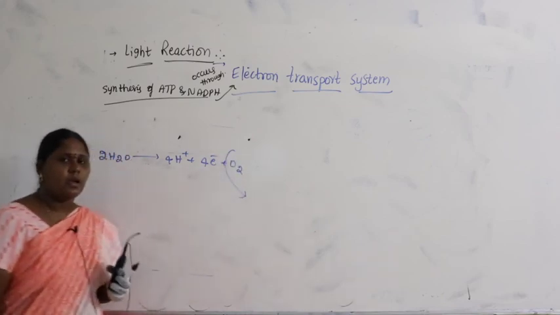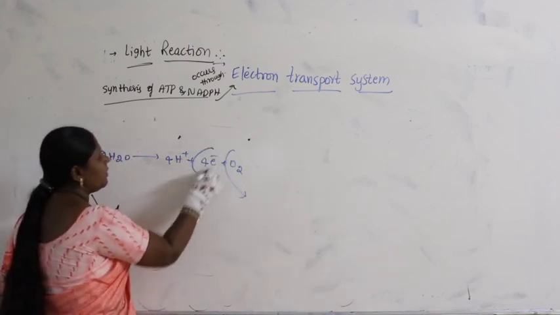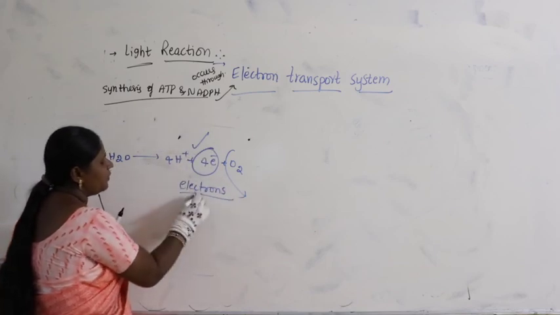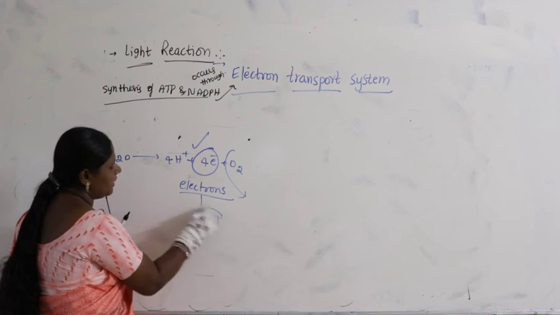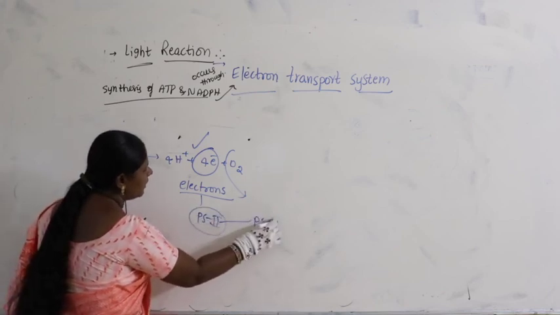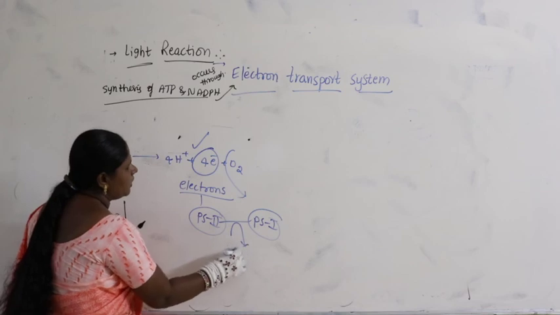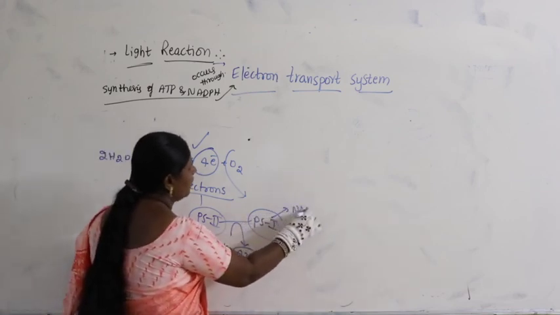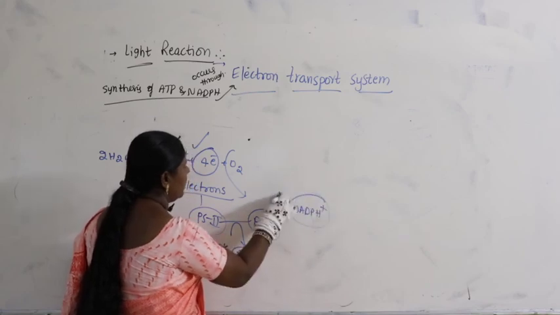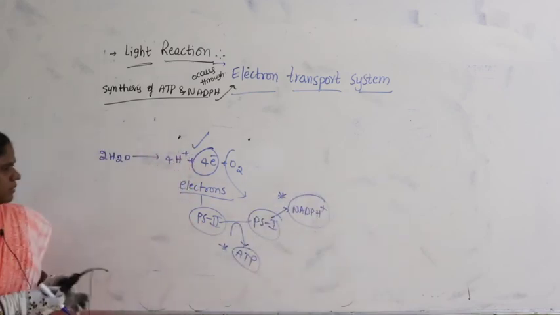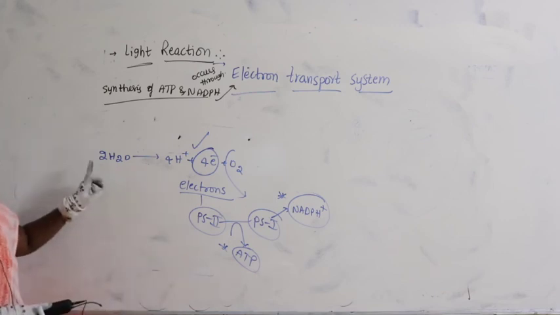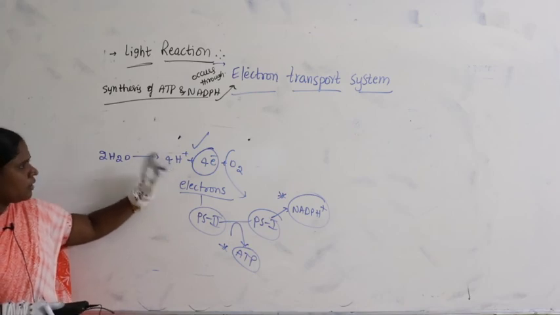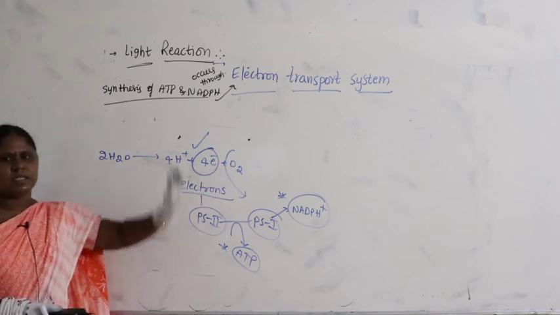Oxygen comes out. Now, what is very important here? The passage of electrons. Where do electrons keep going from and to? They enter PS2, and from PS2 they enter PS1. Meanwhile they are involved in synthesis of ATP, and after PS1 they are involved in synthesis of NADPH. Don't worry, we will discuss this in detail. So when 2 water molecules are broken down, 4 protons, 4 electrons and oxygen are released.